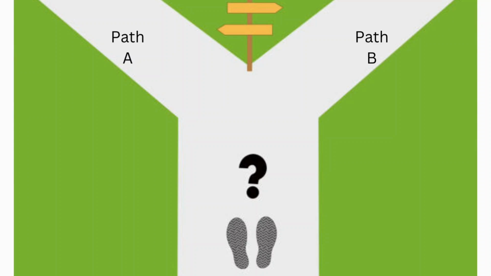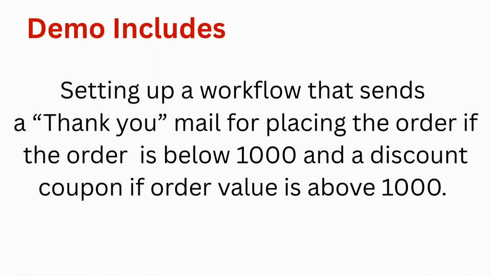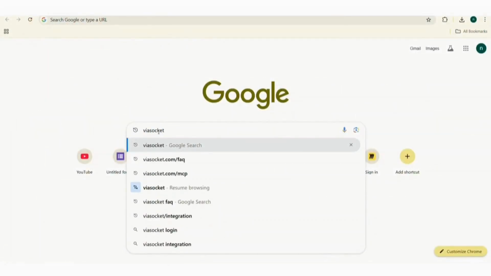With multipath, if condition A is met, perform action A. If condition B is met, perform action B. This powerful feature of multipath enables you to set up workflows dynamically, ensuring they adapt based on the conditions you define. Now let's see it in the demo.